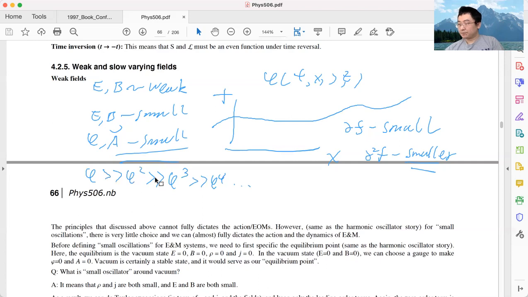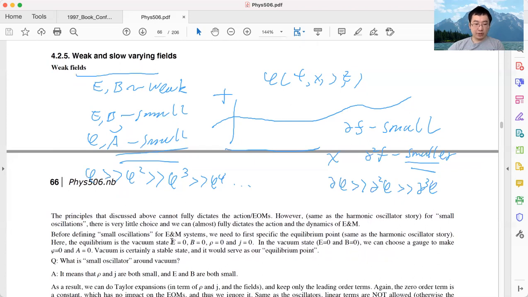And slow varying means the derivative is small, and the second order derivative is even smaller. Third order derivative is even smaller. So I can do a Taylor expansion also for the derivative of the field and only keep the lower order derivative. We only keep the lowest order derivative. Higher order derivative terms we will throw away. So this slow varying and weak field assumption is also a very important assumption, as we will show later.